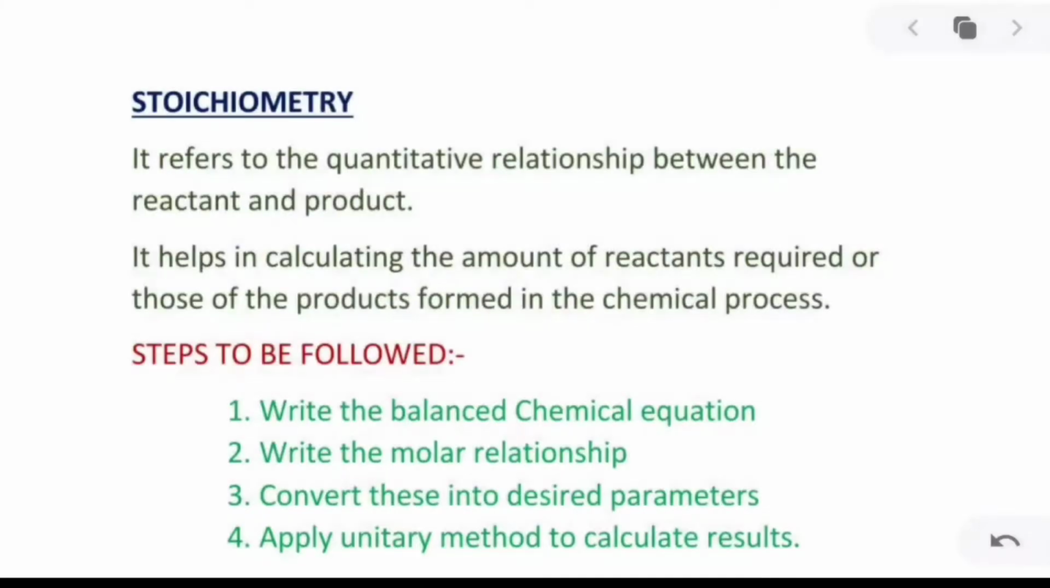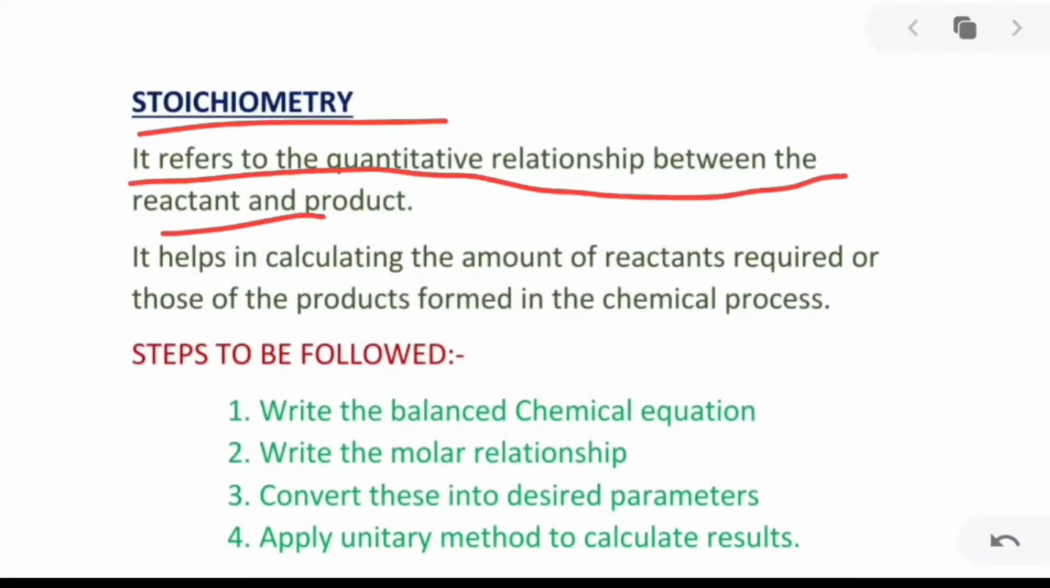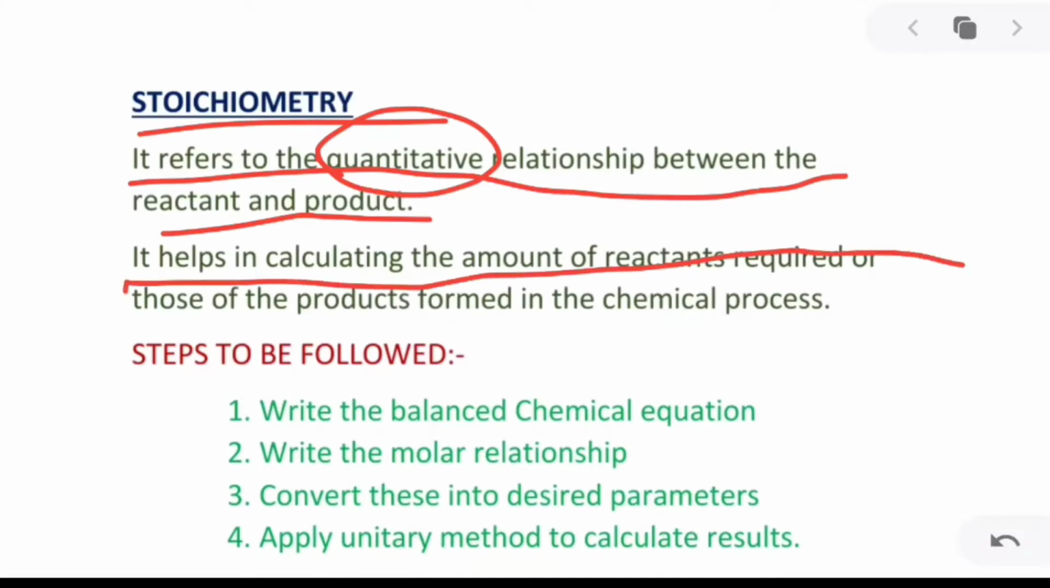Our first topic of this video is stoichiometry. What is stoichiometry? Stoichiometry refers to the quantitative relationship between the reactants and the products. So what do you mean by the term quantitative? Quantitative means to calculate the amount. So stoichiometry calculates the amount of the reactants required or those of the products formed in a chemical process.